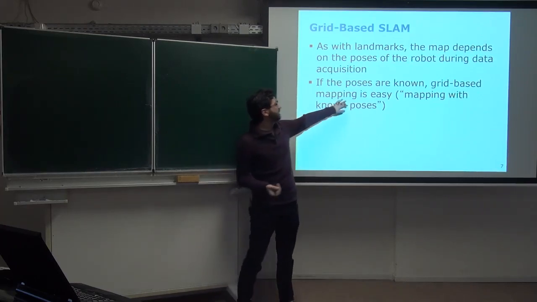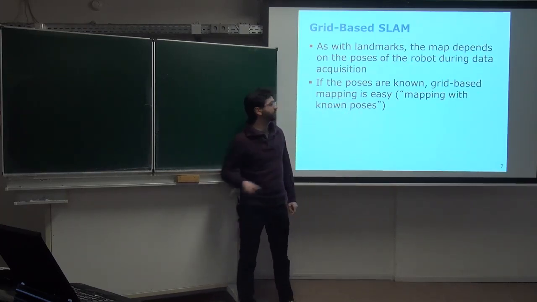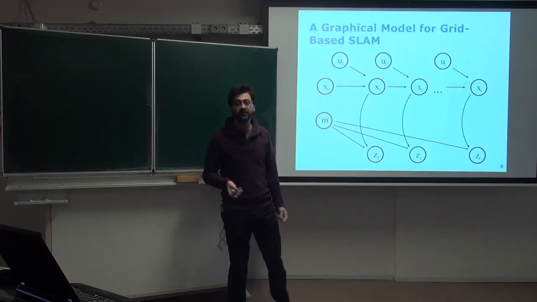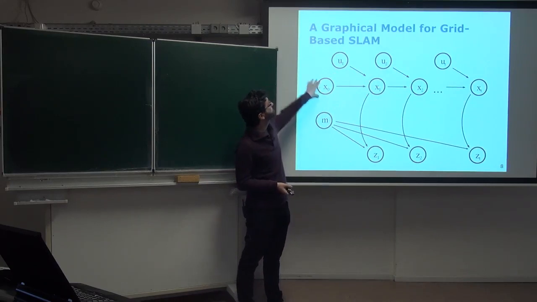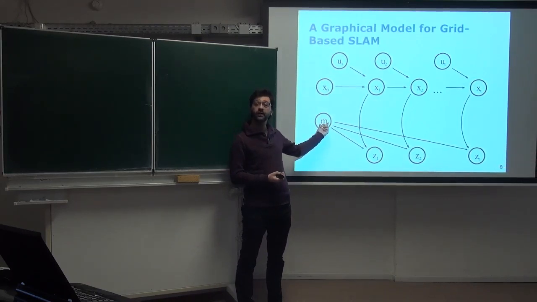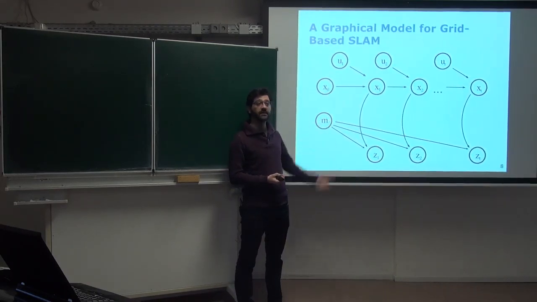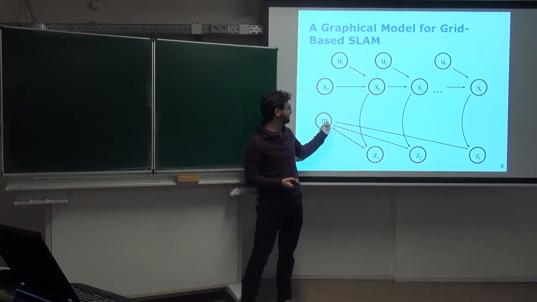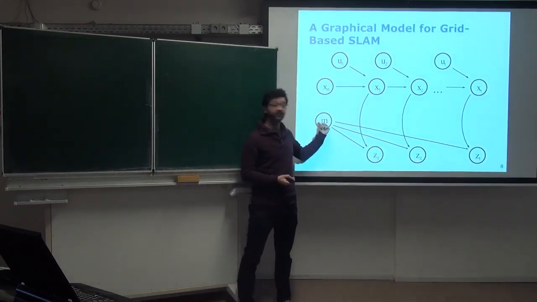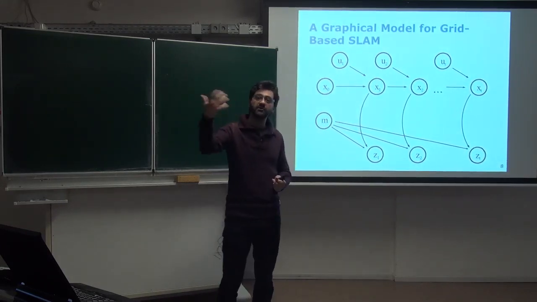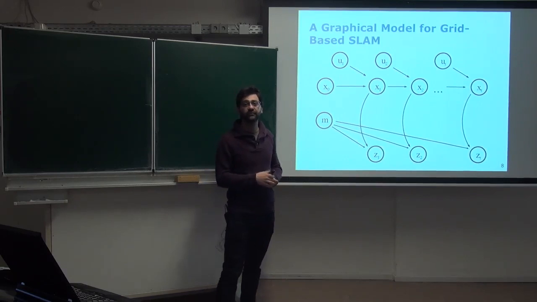We can say that mapping is easy if you know the poses, compared with what would be seen with mapping with unknown poses. If you look again at the structure of the grid-based SLAM, we have the same structure as we had with the landmark. The only thing that changes is the nature of this variable here, which is the map, and also the conditional distribution of the observation given the map, because we no longer have the landmark measurement model.